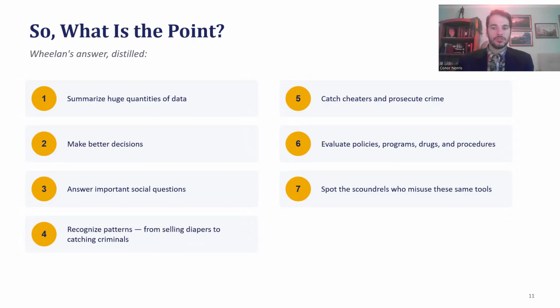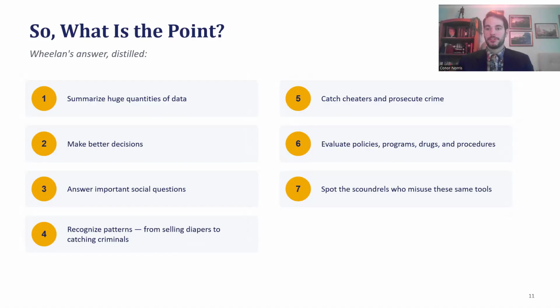So first is summarize huge quantities of data. So that's things like the passer rating or GPA. There's 90 plays in a football game. It gets boiled down to one number for the quarterback. You take a ton of different courses, a ton of different assignments within those courses. You learn quite a bit, hopefully, and that gets boiled down into one number, the GPA.